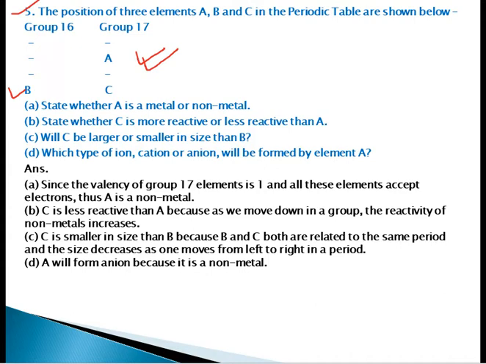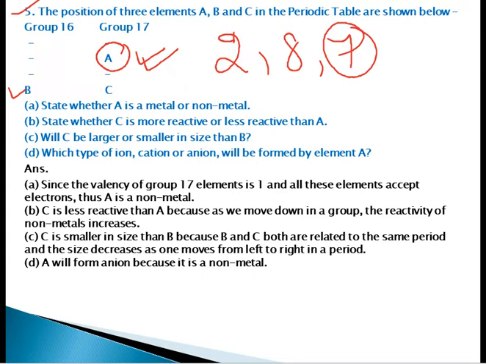State whether A is a metal or a non-metal. Element A is present in group 17, so if we write its electronic configuration, it is 2, 8, 7. Seven electrons in the outermost shell, so it will accept one electron to become stable. Do metals or non-metals have the tendency to accept electrons? Obviously non-metals gain electrons to become stable. So A is a non-metal, since it needs one electron to become stable.